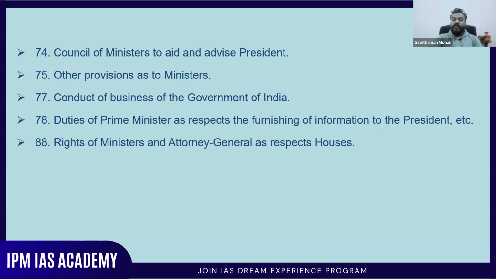And these are some of the important articles which are connected with the Union Council of Ministers. Article 74, a Council of Ministers to aid and advise the President. Then other provisions as to ministers and conduct of business of the Government of India. Duties of Prime Minister as respects the furnishing of information to the President, and rights of ministers and Attorney General as respects the House. So 74 to 88, you can actually see that these are some of the articles which are dealing with the Council of Ministers.